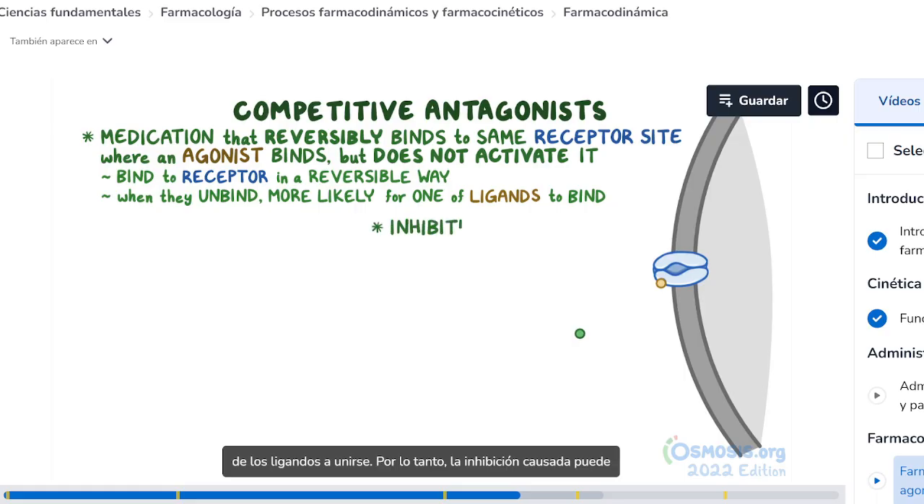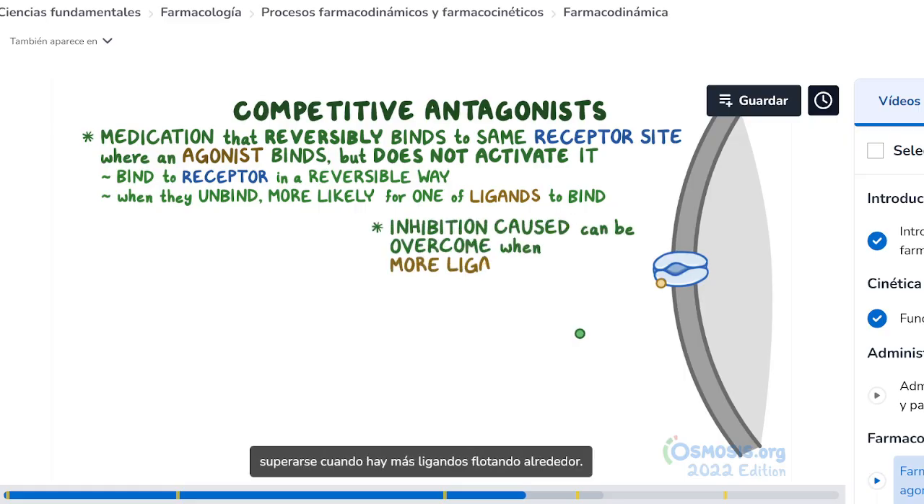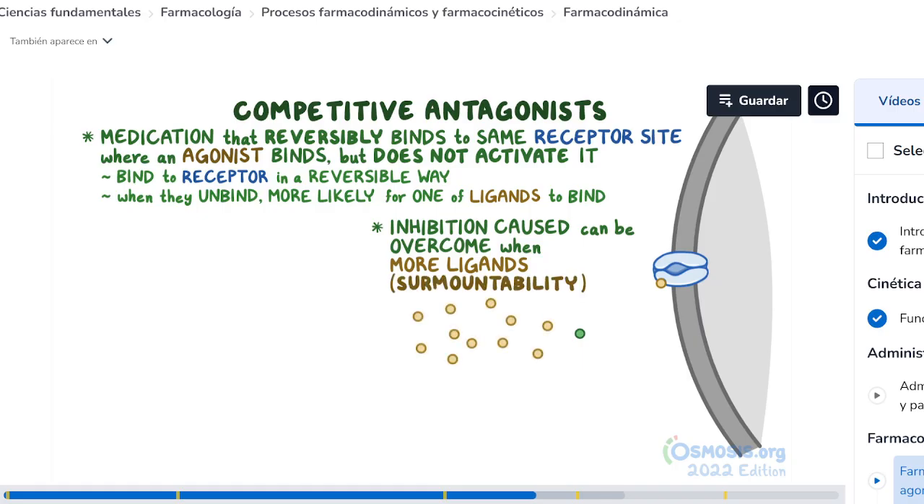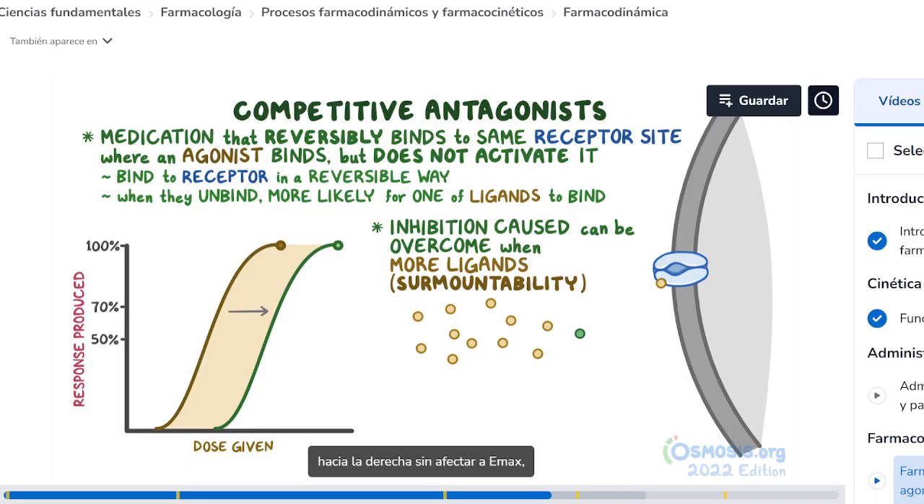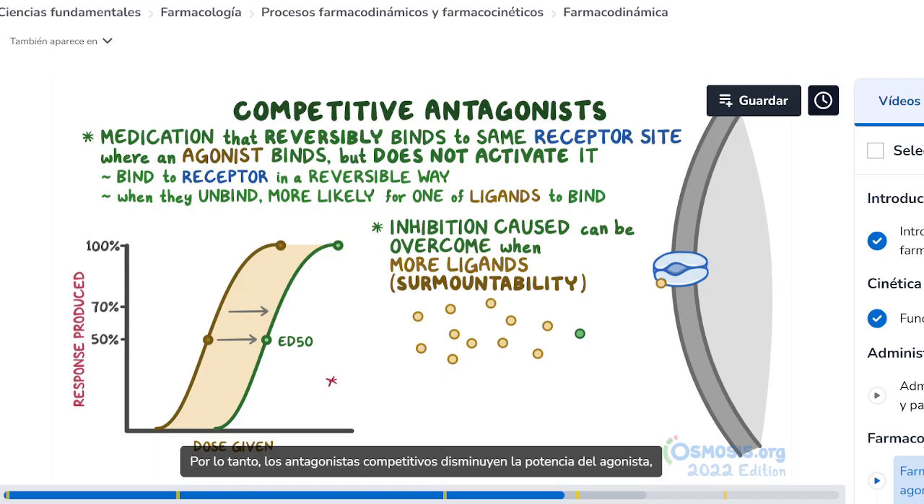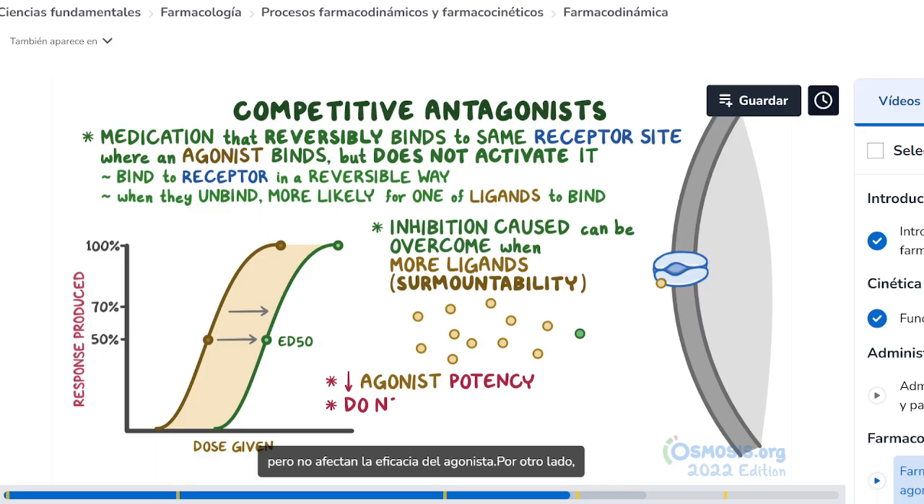So the inhibition caused can be overcome when there are more ligands floating around. This is sometimes referred to as surmountability. Now, on the graph, competitive antagonists typically shift the curve to the right without affecting Emax, but increase the effective dose ED50. So, competitive antagonists decrease the agonist potency, but do not affect the agonist efficacy.